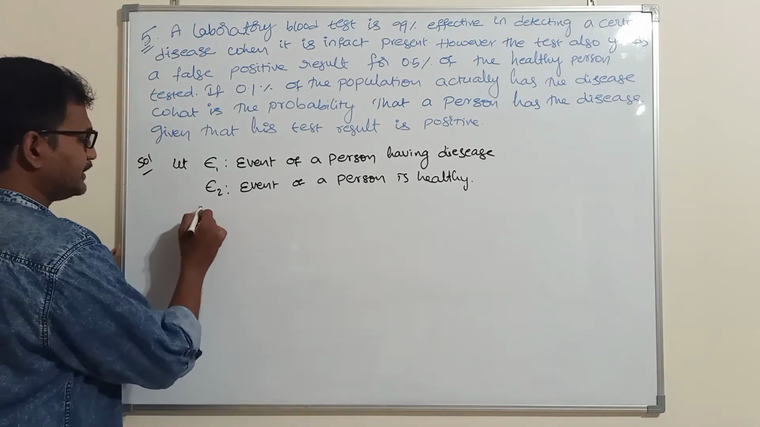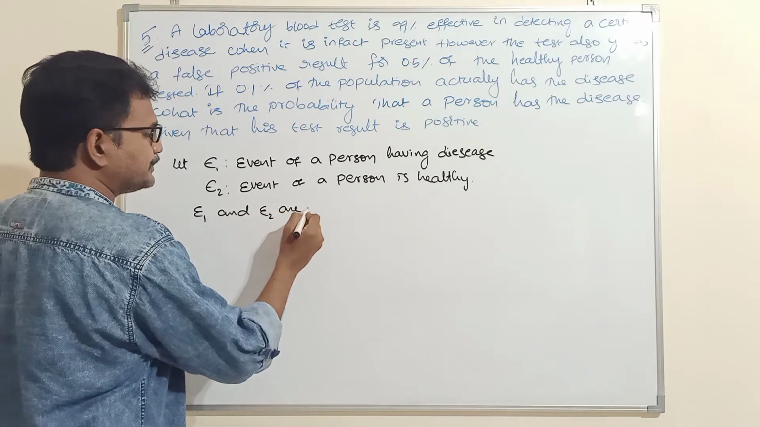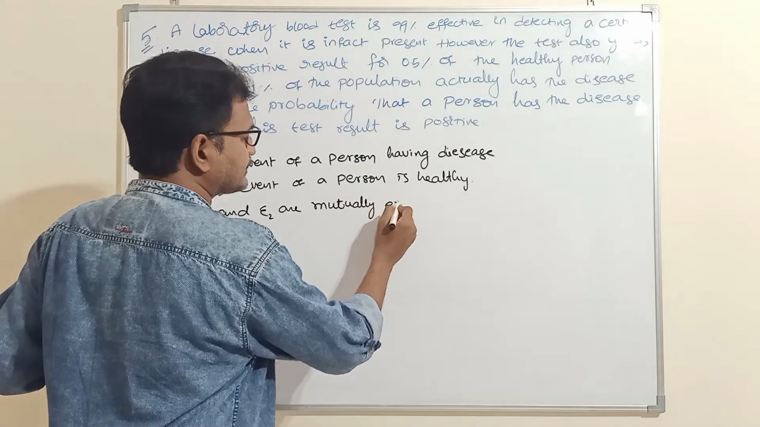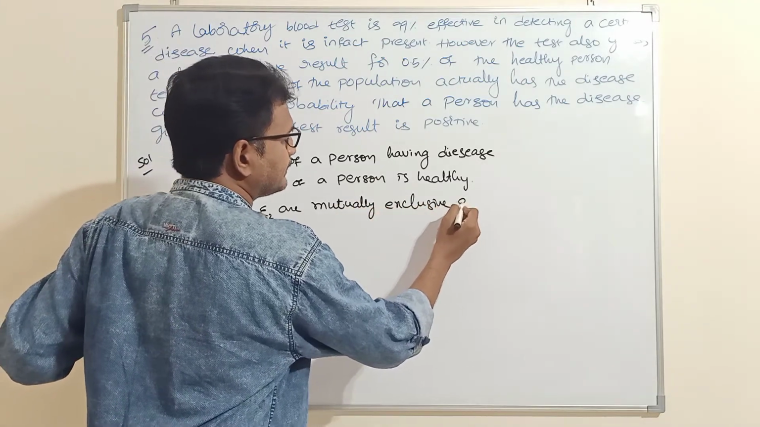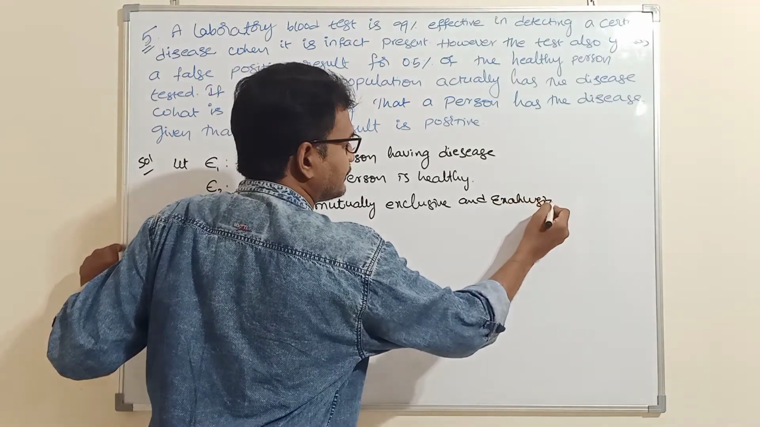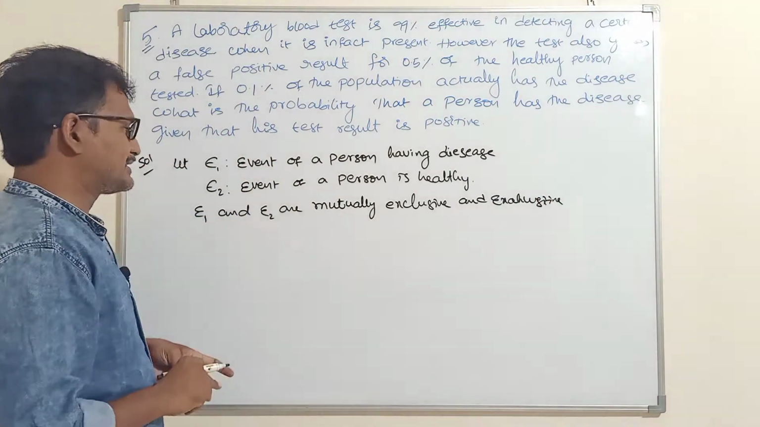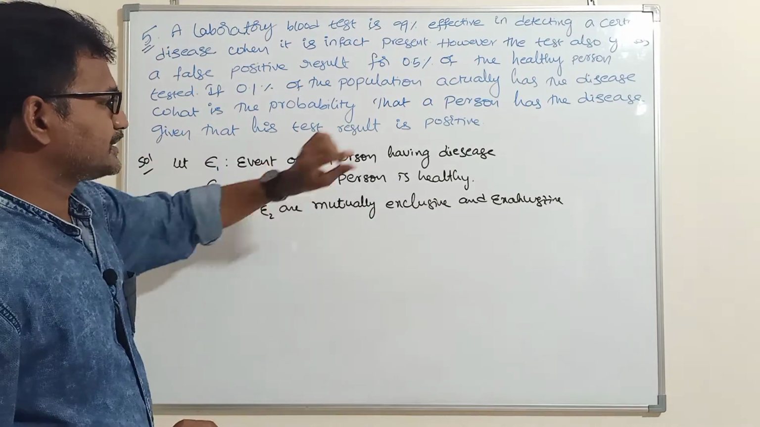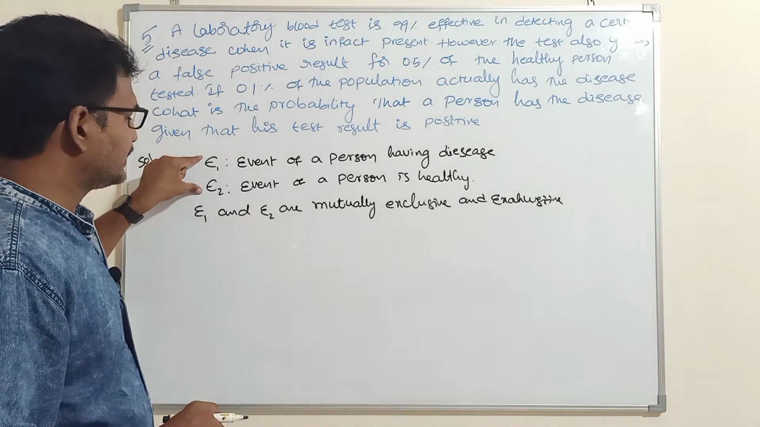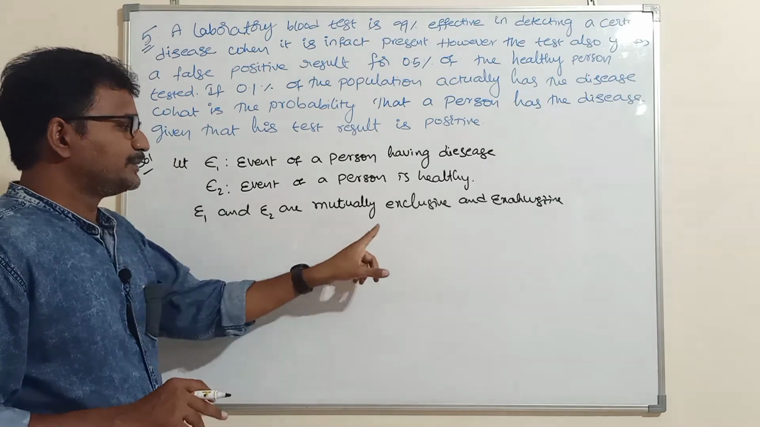Next, here E1 and E2 are mutually exclusive and exhaustive. Why are they mutually exclusive and exhaustive? What is the meaning of mutually exclusive? It means E1 intersection E2 should be null set. E1 denotes person having disease, E2 denotes healthy person. So is there any common elements between E1 and E2? There are no common elements. Therefore E1 and E2 are mutually exclusive.